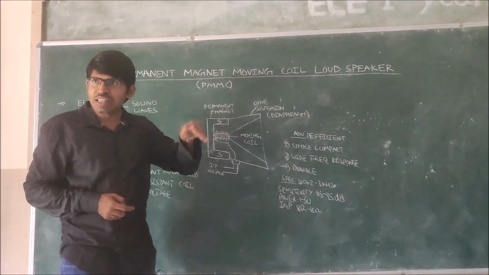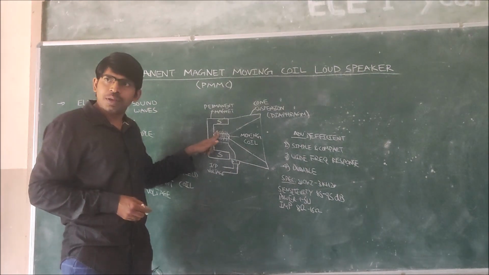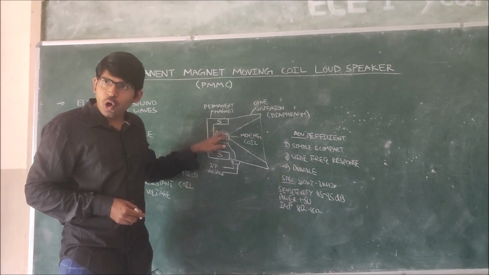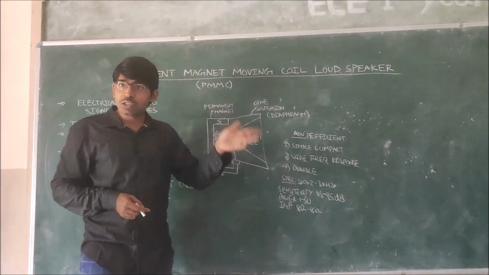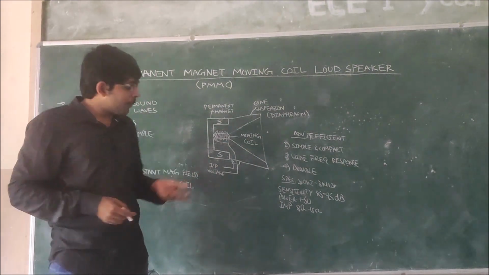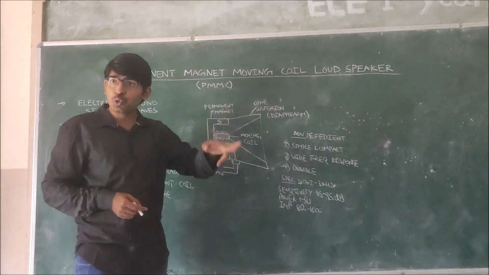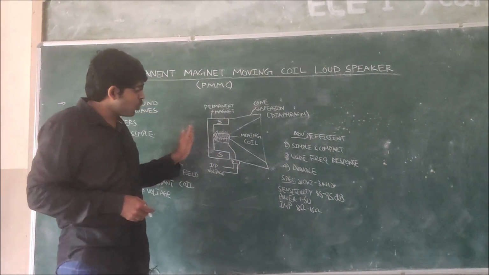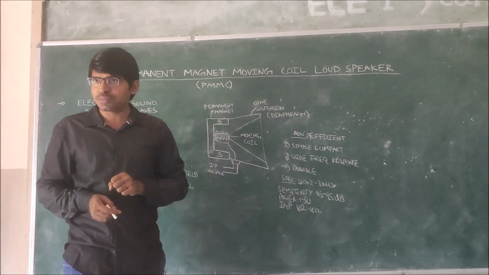Whenever there is a change in the amplitude, that amplitude change will be observed in the moving coil. The moving coil will move accordingly. That's why this moving coil is also called the voice coil, because the voice-equivalent electrical signal is given as input to this moving coil. So this moving coil is changing continuously based on the input electrical voltage.